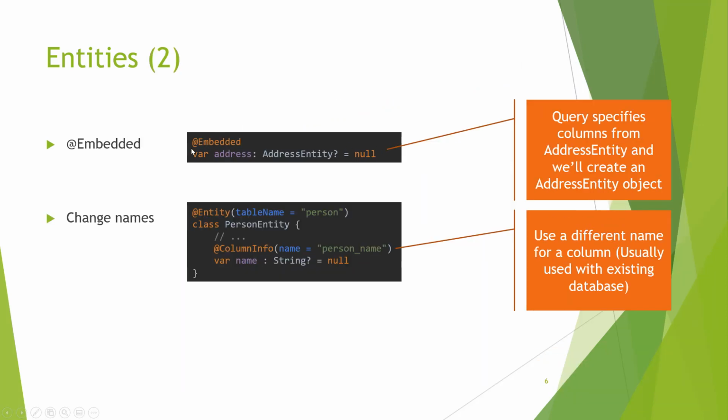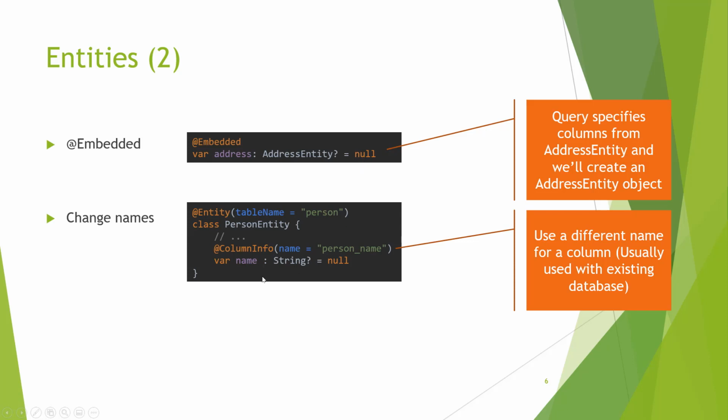We can also set up embedded fields, and this you wouldn't do in the actual entity object. You do this in a plain old Java object. We'll see some examples of that a little bit later. But what this lets you do is when you're running a query from the DAO, if the query specifies columns from address entity, it can fill those in and just create an address entity object as opposed to having to have separate fields for each of those things that were pulled from the database. We'll see some examples of that later.